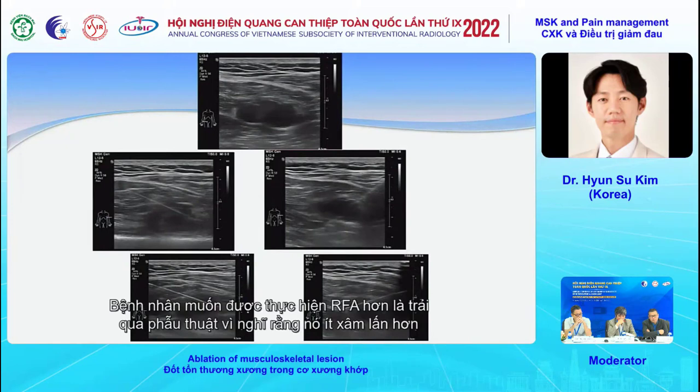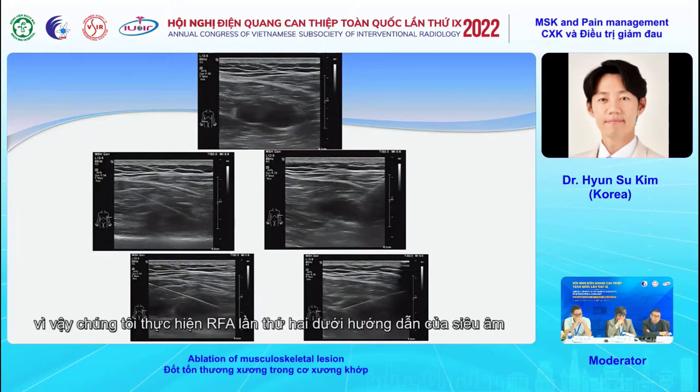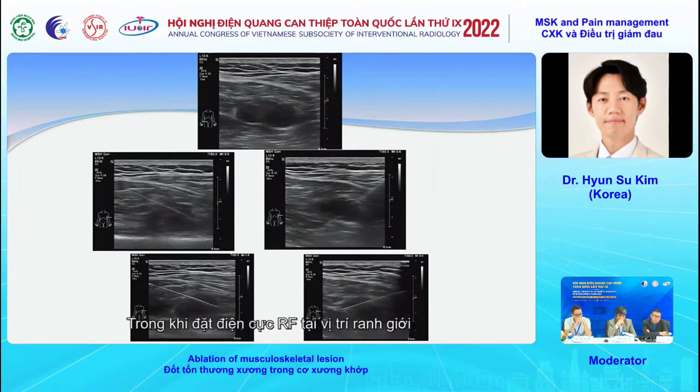The patient preferred to undergo RFA rather than undergoing surgery as he thought it is less invasive. So we performed second RFA session for the lesion using ultrasound for guidance while placing the RF electrode in various locations. One thing I would like to point out is that performing RFA using ultrasound as an imaging guidance can be very challenging, as margin of the tumor as well as that of the ablation zone cannot be visualized clearly.